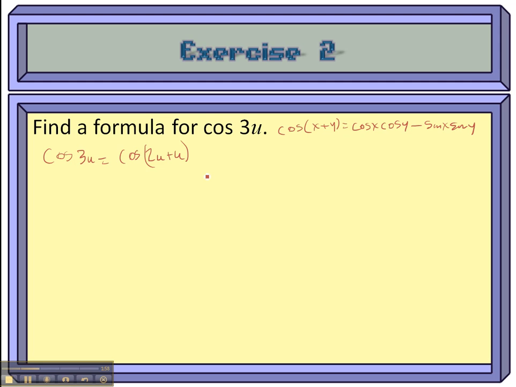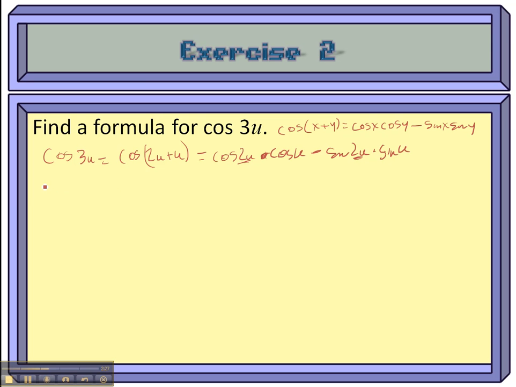So we're going to do the same thing with these two pieces. So this should be cosine of 2u times cosine of u minus sine 2u times sine u. So now notice I've got myself double angles in here. And this is where it can branch off. I can have a couple of different possibilities because the cosine of 2u has 3 different formulas for it.